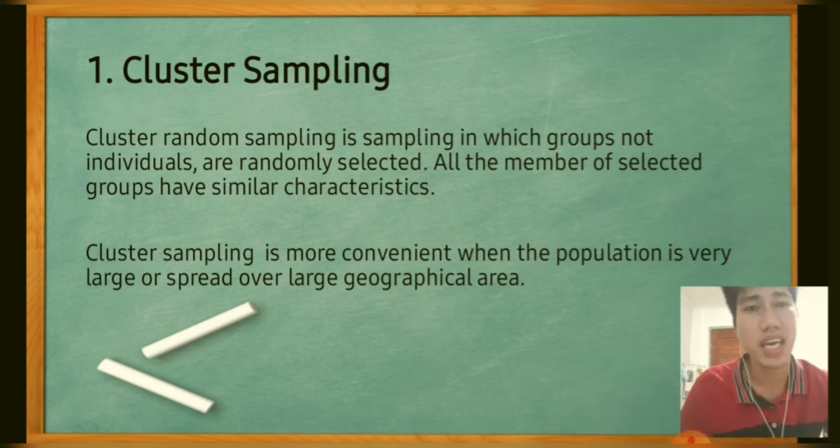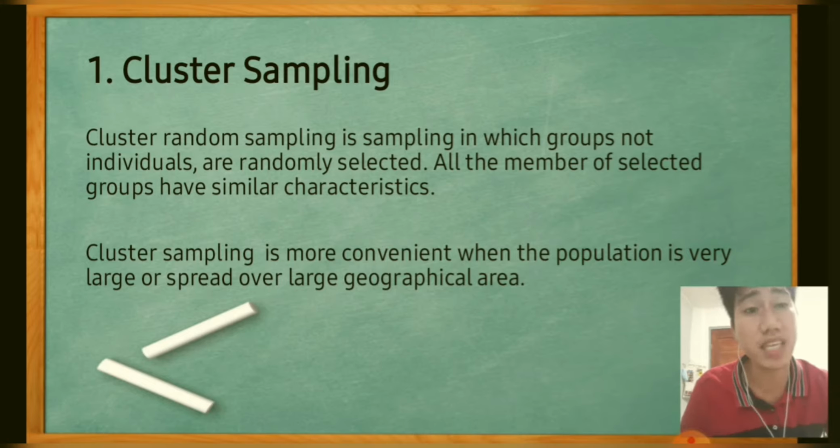Meaning, each group has similar characteristics. Cluster sampling is more convenient when the population is very large or spread over a geographical area. We use this one if the population is very large, and also if the geographical area is large.